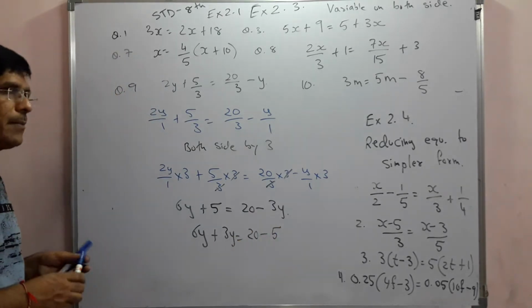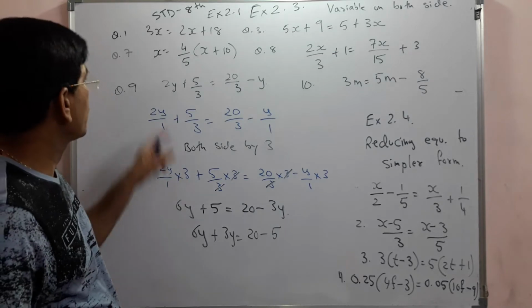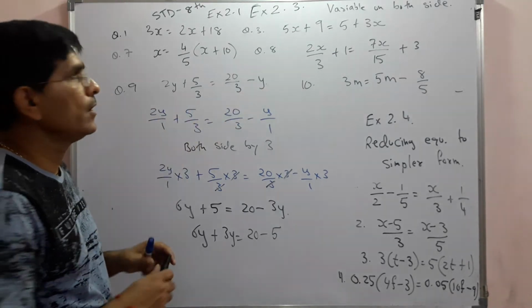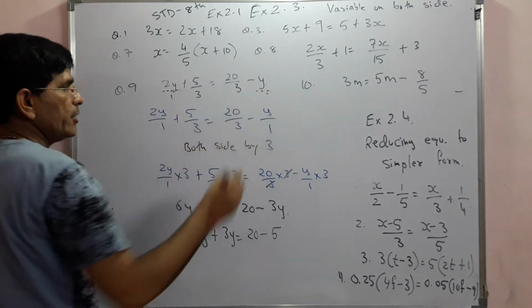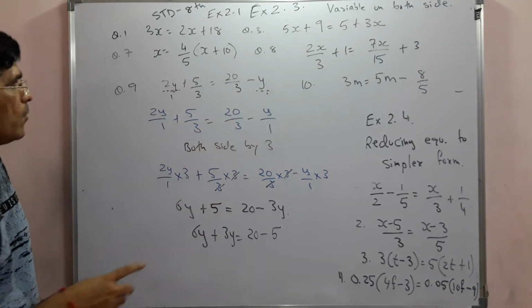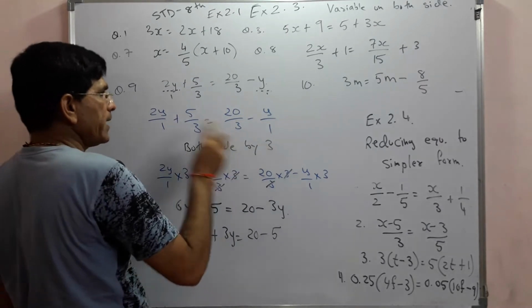How many terms? Again I am explaining. There are 4 terms: 1, 2, 3 and 4. Here there is nothing given in the denominator, so I have to take 1. Now LCM is 3, so I have to multiply each term with 3.